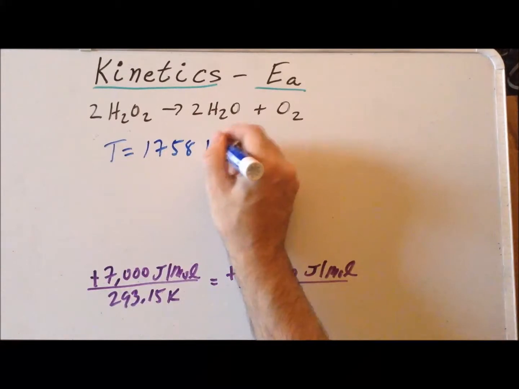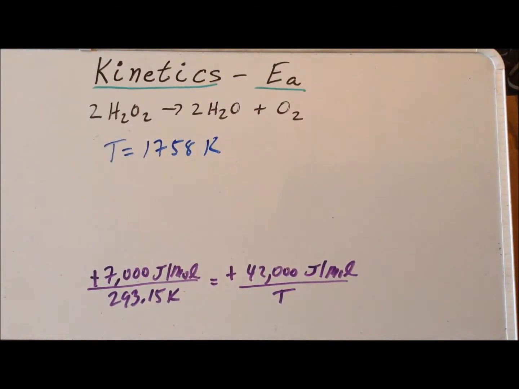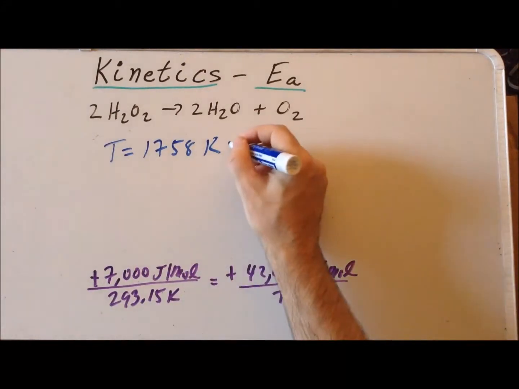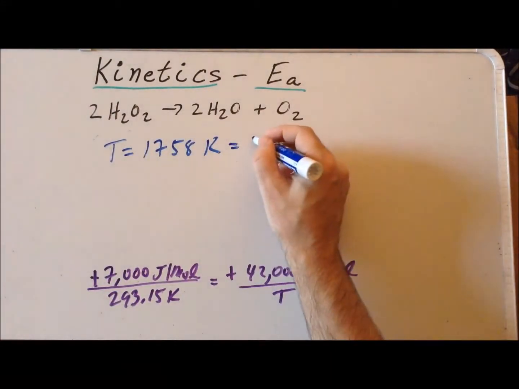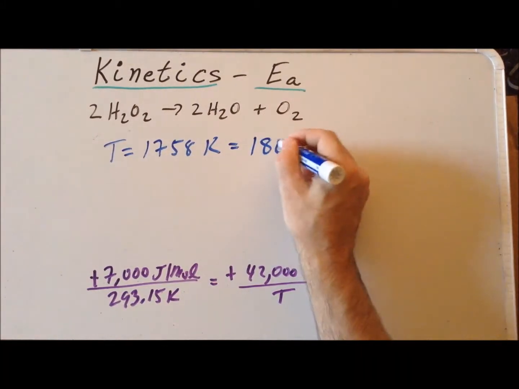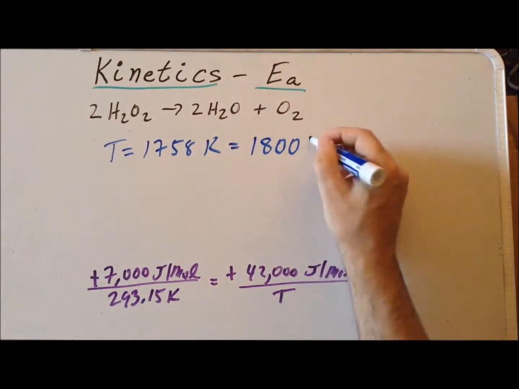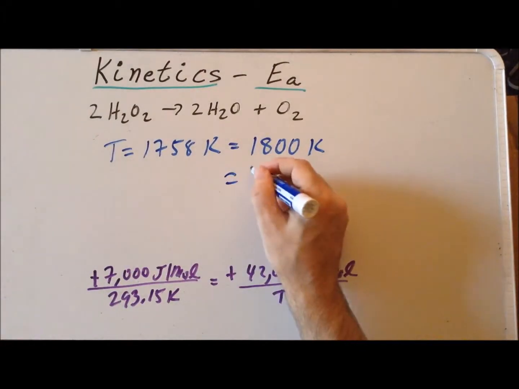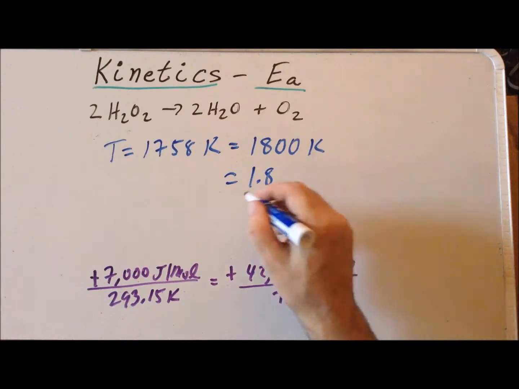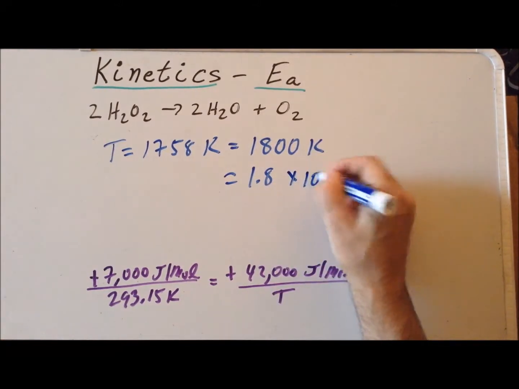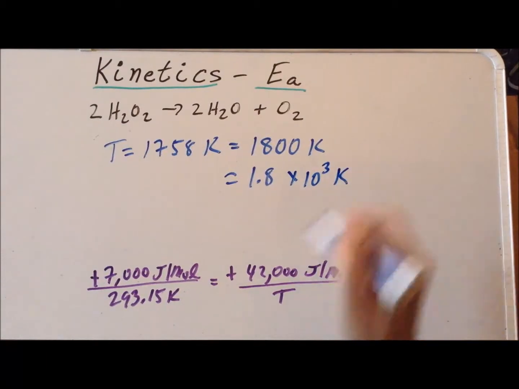1758 Kelvin. Now recall that the energies of activation were only given to two significant figures, which means that our answer must have only two significant figures. So that means we round to 1800 Kelvin, which we can also write in scientific notation, which emphasizes the fact that we have exactly two significant figures as 1.8 times 10 to the 3 Kelvin.